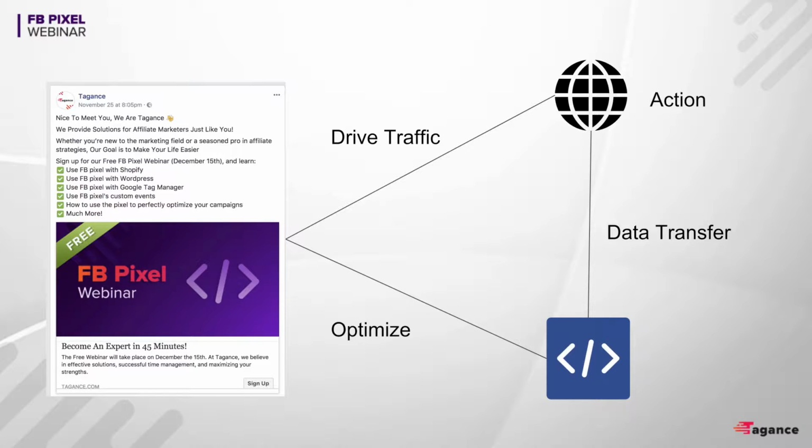As you see on the left side, there is a post that we promoted about the Facebook Pixel webinar we did at the beginning of December. Anyway, this ad leads to our website. As you can see, this is the first stage. From the ad, it goes straight to the website, and there we wanted people to sign up to our webinar. So the action is being made in the website.